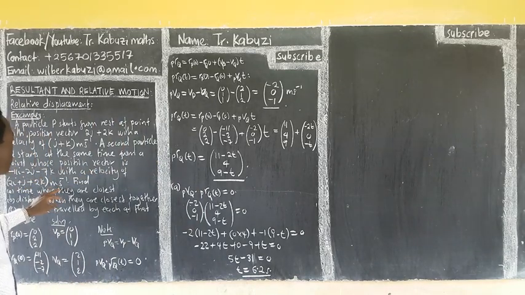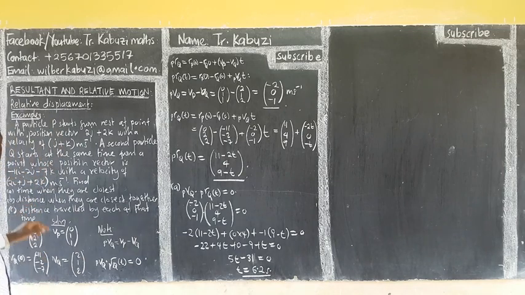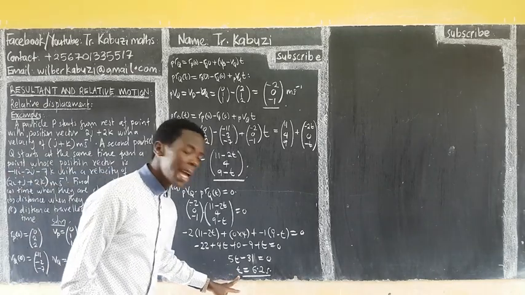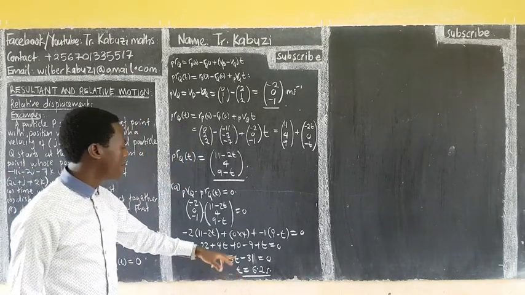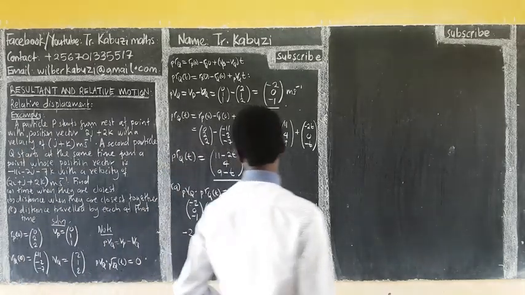Remember, this one is meters per second, that's why I also have seconds. So I have the time when they are closest together. If this is the time when they are closest, it means we can substitute here for the distance when they are closest.